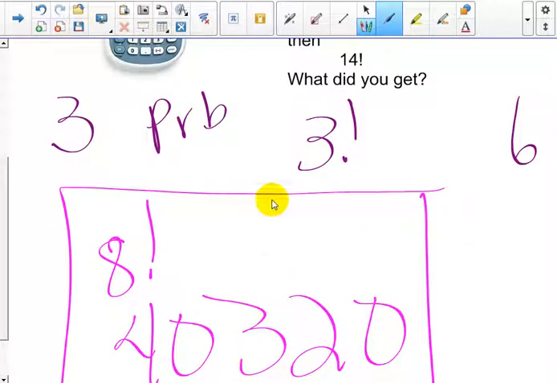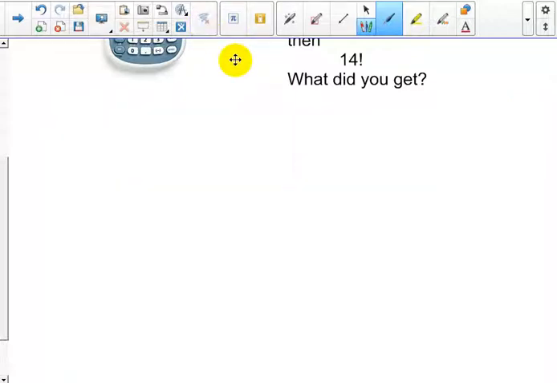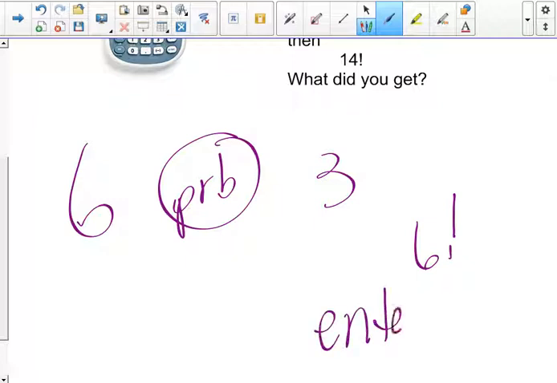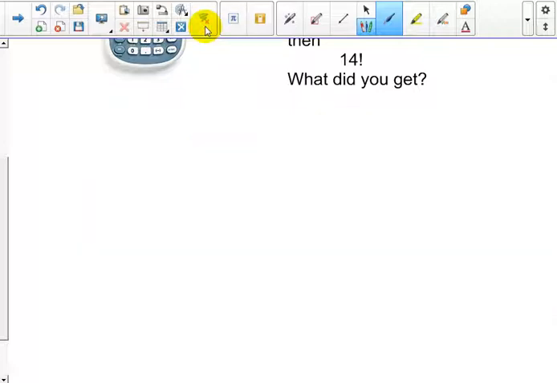Now, how do we do that? You would type in 6, the PRB button, and then type the number 3, and it comes up with 6 factorial, and then you press enter. And then it'll come up with 720 on the right. Okay, now I want you to do a 20 factorial and write that answer on your board. This one I know you can't calculate by hand very quickly, so this will prove everybody can do this by calculator.